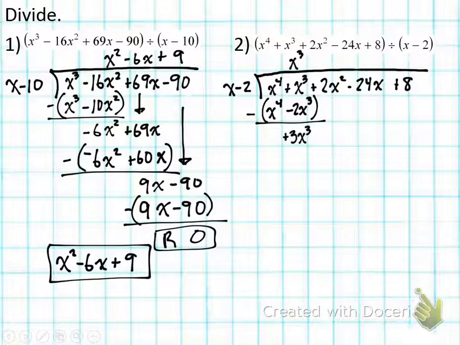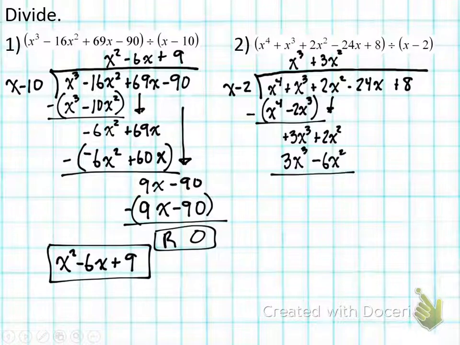Bring down the next term. Then I ask myself, x times what is positive 3x cubed? 3x squared. Positive or negative? Positive 3x squared. So I put that at the top, and then I multiply. Positive 3x squared times x is positive 3x cubed. Positive 3x squared times negative 2 is negative 6x squared. I'm going to subtract it, putting parentheses around it. 3x cubed minus 3x cubed cancels out. Positive 2 minus negative 6 is?